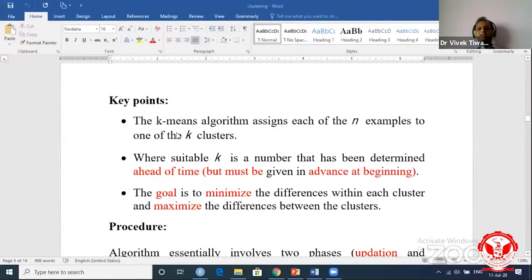In other words, it is not possible that some of the data points are not a member of any cluster. You cannot say that. If there are k clusters and n data points, after the clustering process, all the data points must be a member of some cluster. So there is no chance for any data item to not be a member of any cluster. That is written in the first bullet point.